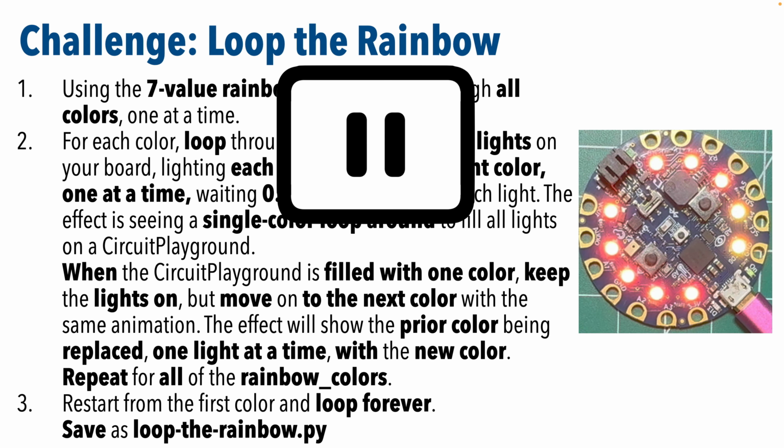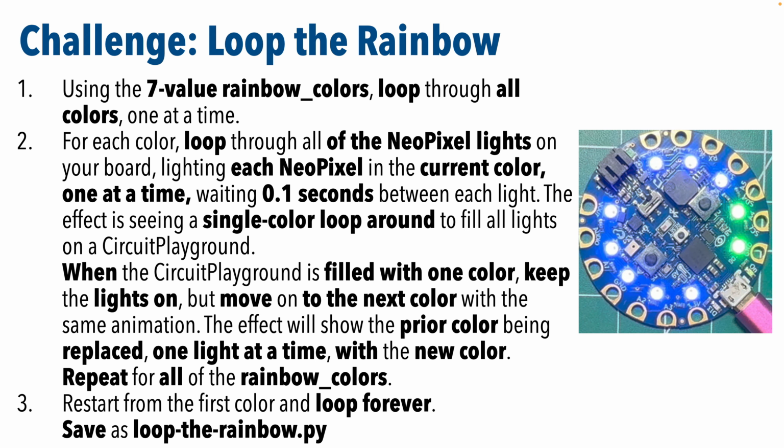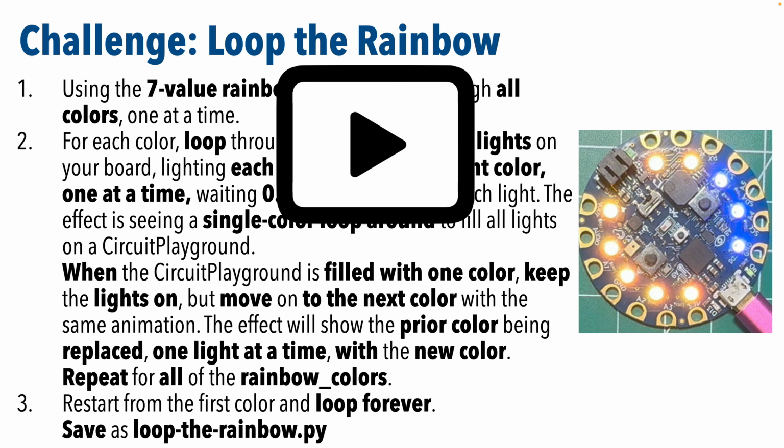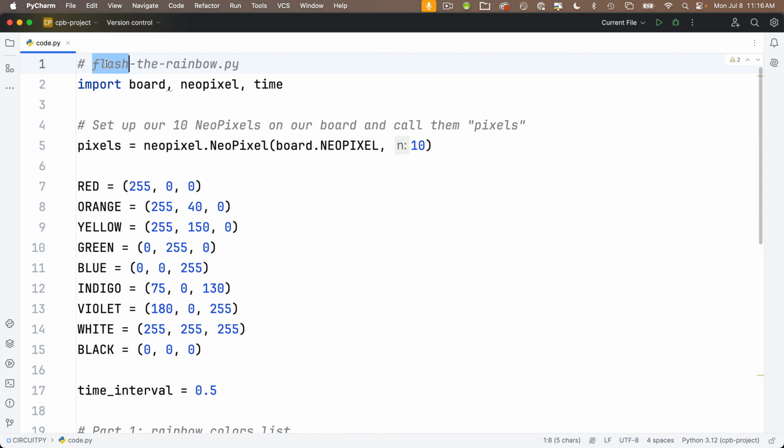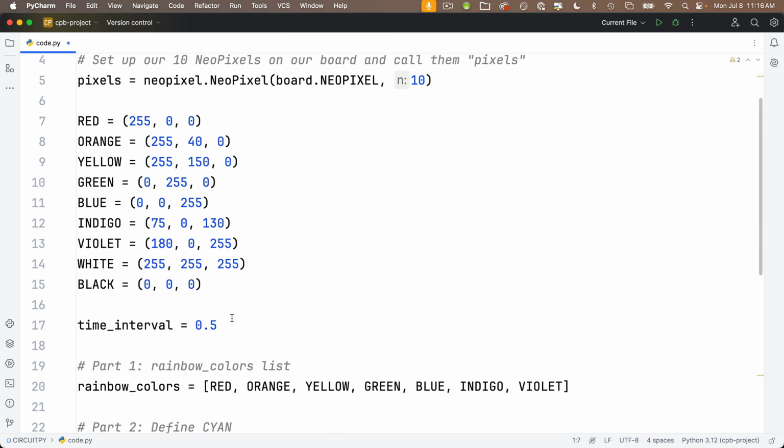So pause and release the power of that massive brain of yours. I know you can do it. Review the lesson if you need to. And when you're ready, resume and let's compare answers. So let's change our top comment to loop the rainbow, and we'll change our time interval to 0.1.